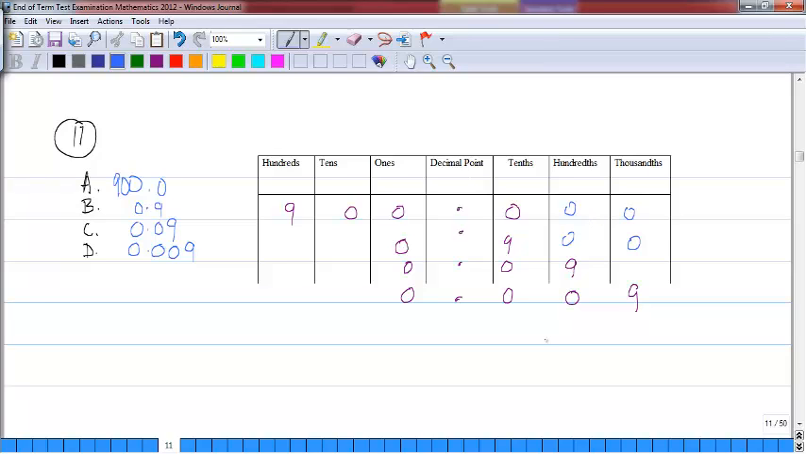Okay, now we are looking for 9 in the what? Hundredths column. So here we have the tens, hundreds, thousands, and this A, B, C, and D. Okay, my answer is going to be C, because 9 in the hundredths column is represented by C. So for number 11, my answer is C.